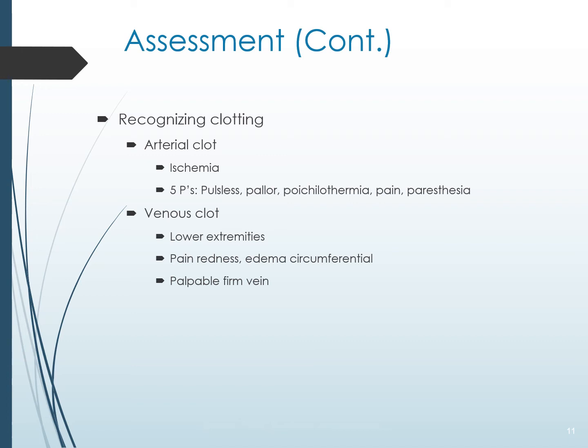Manifestations produced from pulmonary emboli vary by location affected and size of the emboli. However, the classic triad includes dyspnea, which is shortness of breath, chest pain, and hemoptysis, which is coughing up blood.